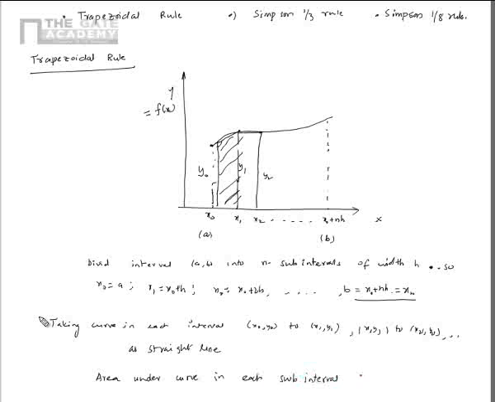The area of the subinterval is basically the area of a trapezium. Okay, that is the idea. So basically you are replacing a curve with a straight line, and so the area under the curve becomes the area under the trapezium in that subinterval.